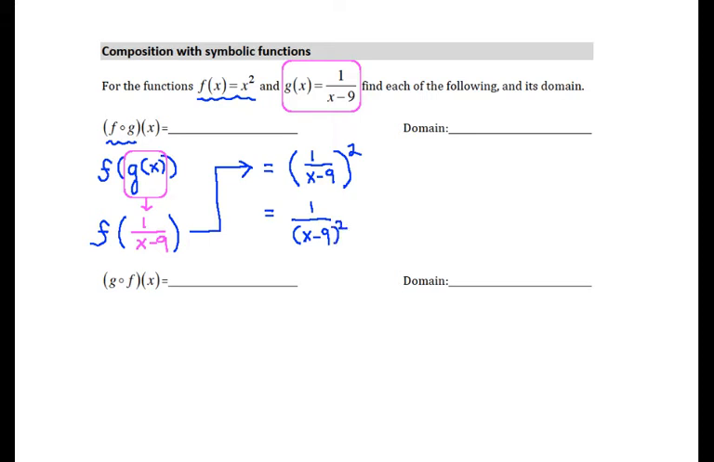We don't need to multiply out that denominator because generally factored denominators are easier to work with. So my function f composed with g of x is equal to 1 over x minus 9 quantity squared. And my domain is just the set of all x such that x is not equal to 9. 9 is the only value that would make this denominator equal to 0.